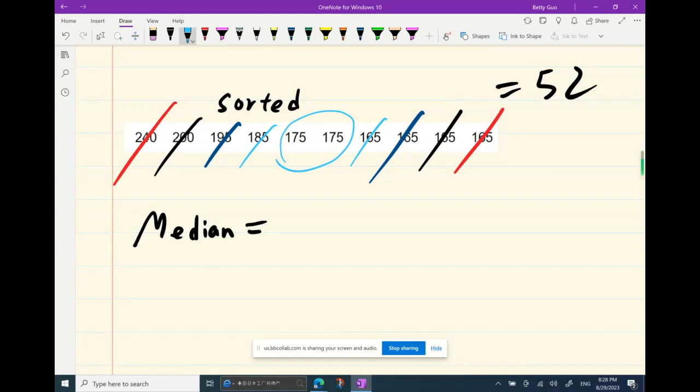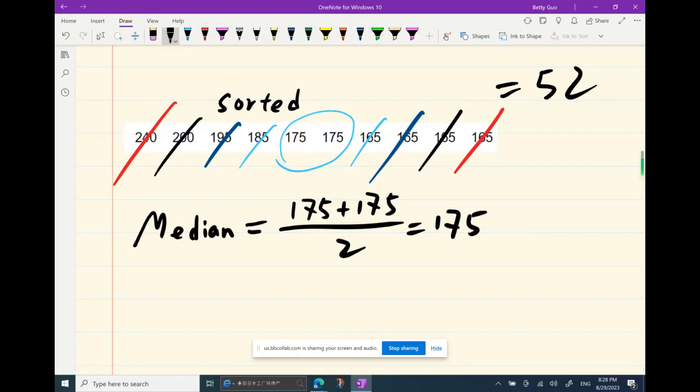But sometimes we have two values in the middle, like in this case, right? And what do we do? We take the average of the two values in the middle. Since in this case they are the same, of course the average is the same as well. You see what I'm talking about?